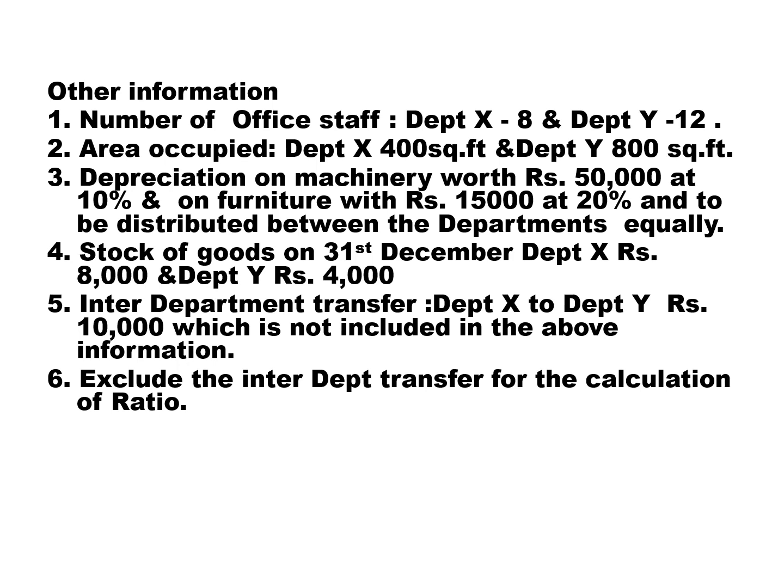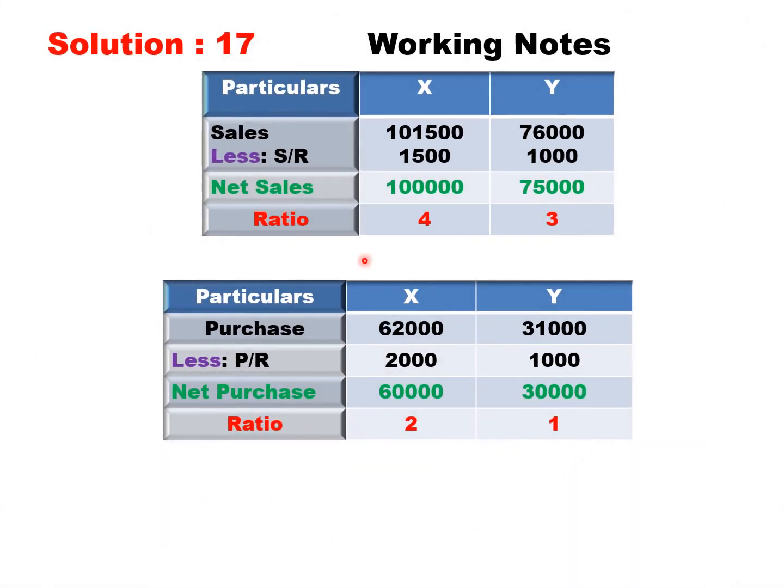So students, first let us calculate the working note ratios. First you need to calculate the sales ratio. Sales 1,01,500 and 76,000 less sales return 1,500 and 1,000, you get net sales of 1 lakh and for Y it is 75,000. If you simplify, divide by 25, you can get a ratio of 4:3. Similarly for purchase, less purchase returns, you get net purchase. So you get a ratio of 2:1. 3 ones are 3, 3 twos are 6. So you get a ratio of purchases 2:1.